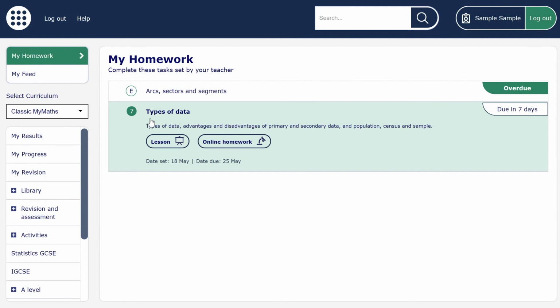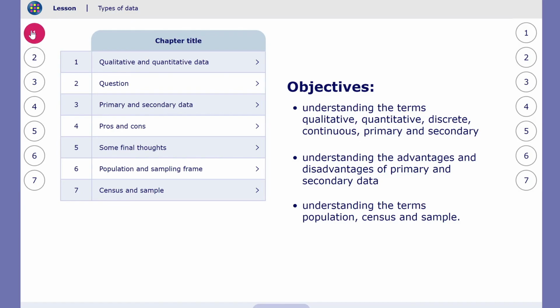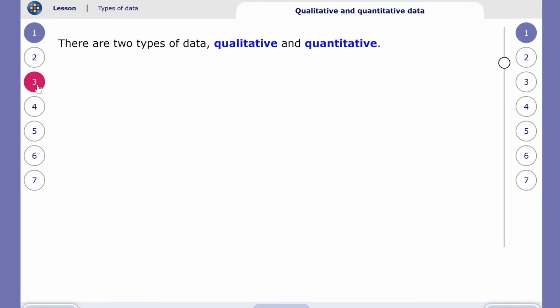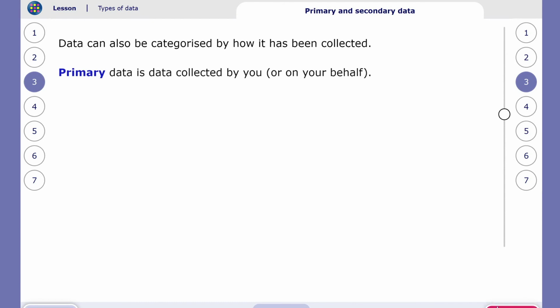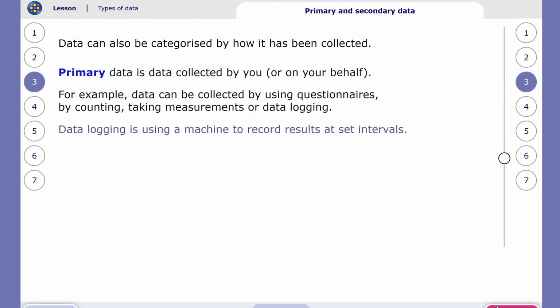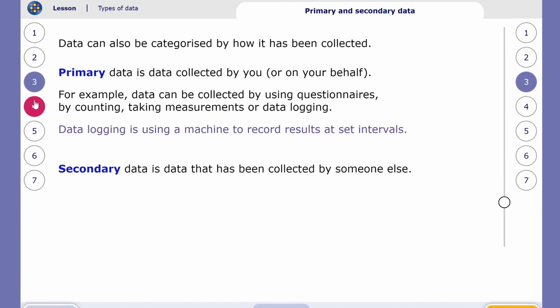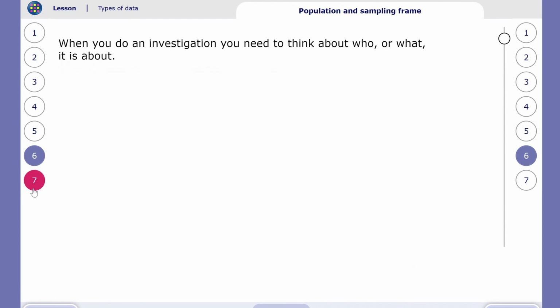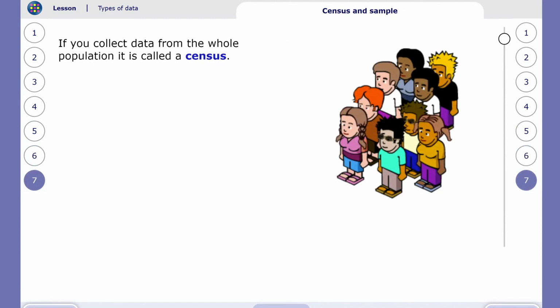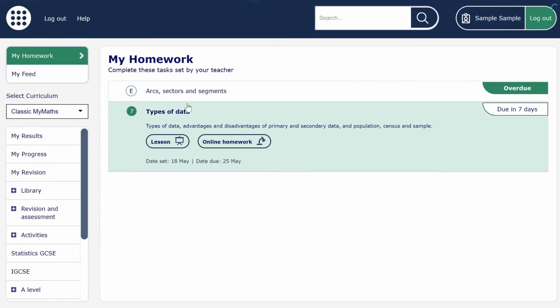So we're going to be looking at types of data linked to this lesson. Now you will need to look through the lesson because we've looked at qualitative and quantitative data, but I'd also like you to click on 3 and to look at how data can also be categorized by how it has been collected, so primary data, etc. So I'd like you to continue to work through this lesson. It is interactive, so they are good, and then what I'd like you to do at the end of that is to go back and try out the online homework.